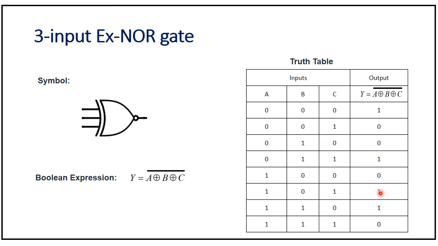See here, A is 1, B is 1, C is 0. The number of 1s is even, so the output is 1. In the last case, A is 1, B is 1, C is 1. Here the number of 1s is odd, hence the output is 0. So we can say in the case of a 3 input XNOR gate, if the number of 1s is even, then your output will be 1. Here we can see 0, 1, 1. The number of 1s is even, hence the output is 1. If the number of 1s is odd, then the output will be 0.